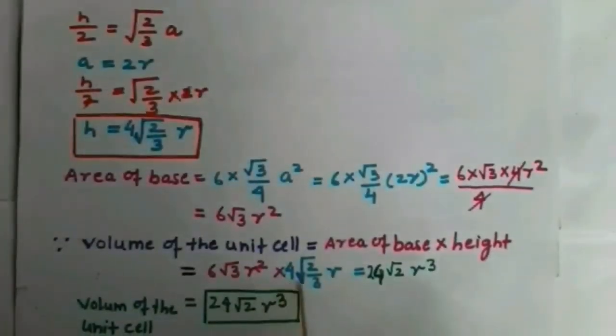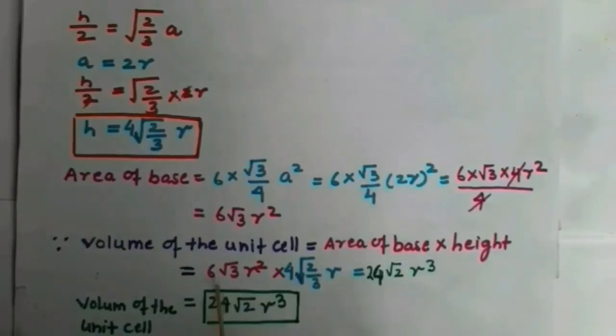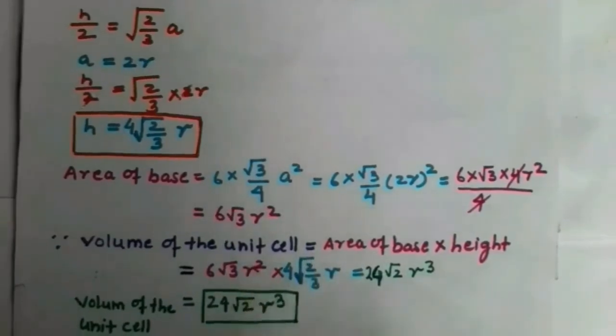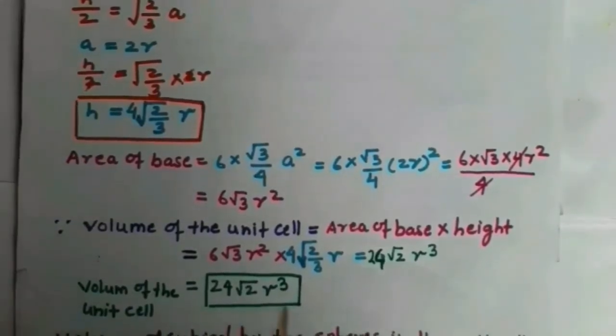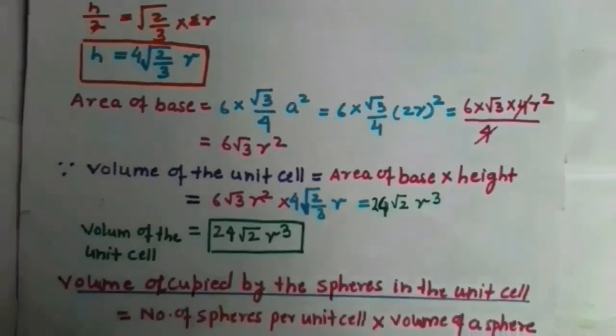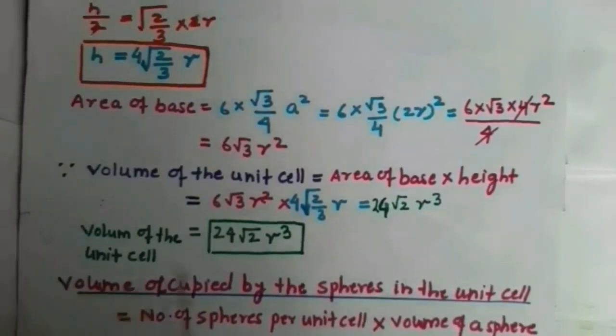Substituting these two values in the formula, volume of the unit cell is equal to area of the base, that is 6 root 3 r square, multiplied by 4 root 2 divided by root 3 multiplied by r. Root 3 will cancel out. Here it is root 2 multiplied by r cube. So the volume of the unit cell is equal to 24 root 2 r cube. Now let us find the packing efficiency.